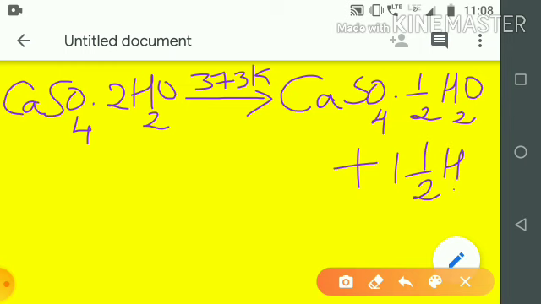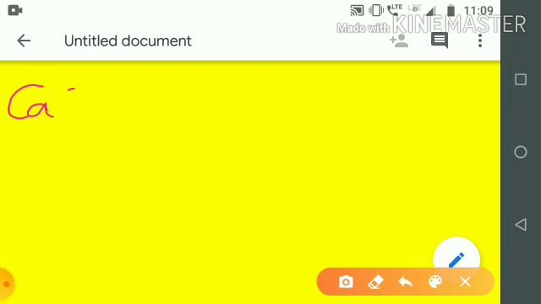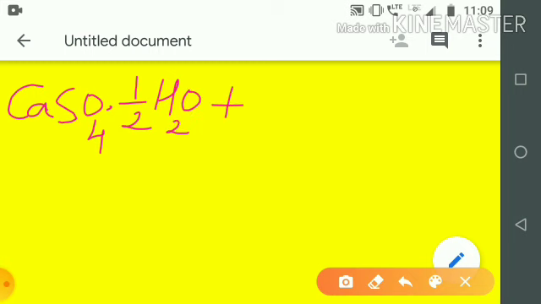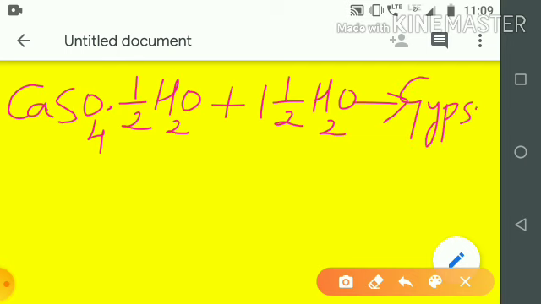So this CaSO4.½H2O is commonly known as plaster of Paris, and its chemical name is calcium sulfate hemihydrate. Plaster of Paris is a white powder which has many applications. We can convert POP into gypsum by adding some water molecules. Similarly, the gypsum can be converted into POP by heating. So now you understood that this reaction is a reversible type of reaction.